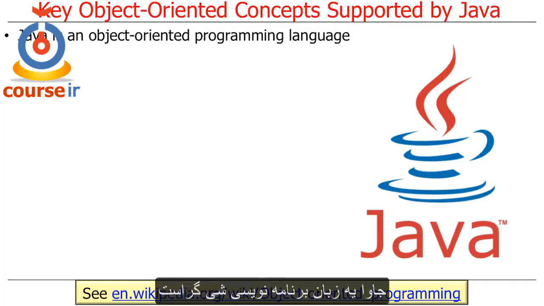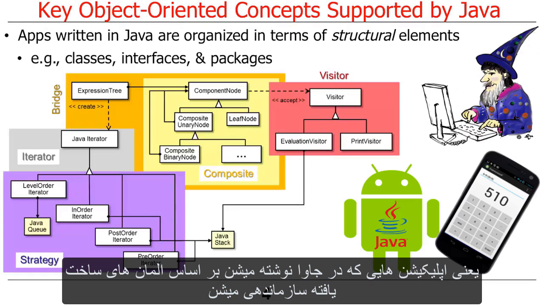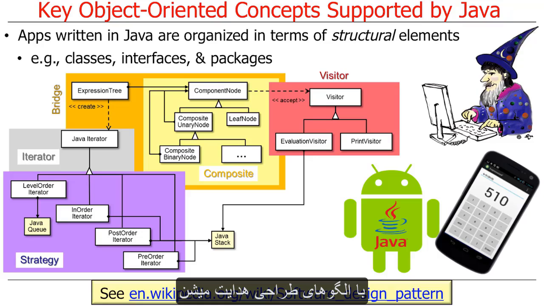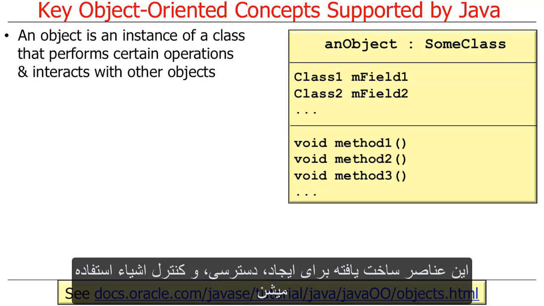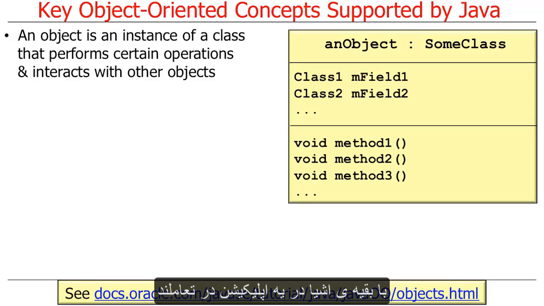Java is an object-oriented programming language, which means that apps written in Java are organized in terms of structural elements, such as groups of classes, interfaces, and packages whose arrangements are guided by design patterns. These structural elements are used to create, access, and manipulate objects, which are instances of classes that perform certain operations and interact with other objects in an app.